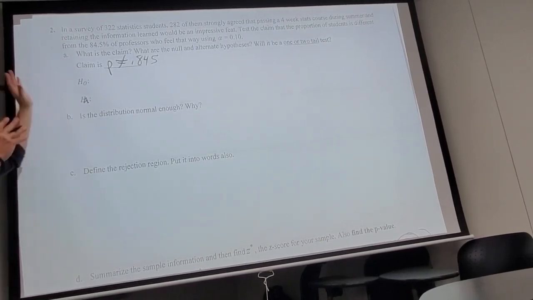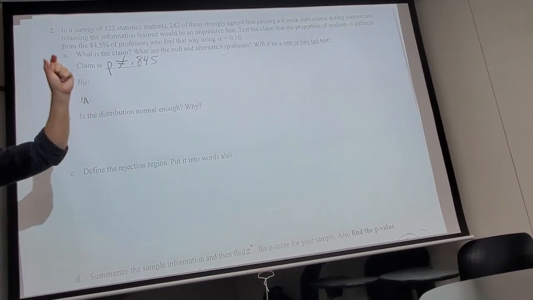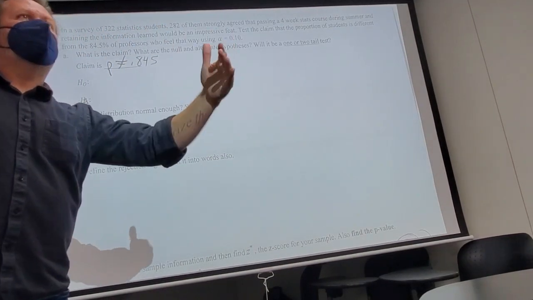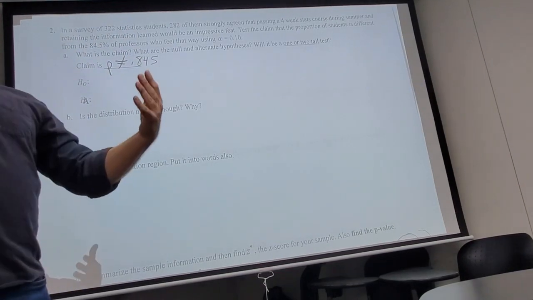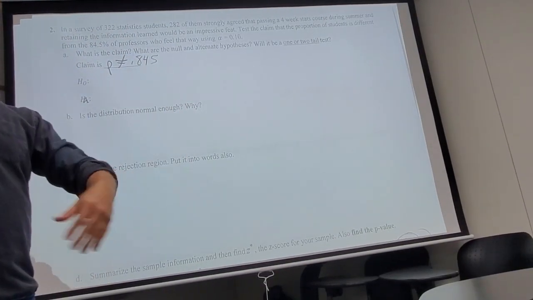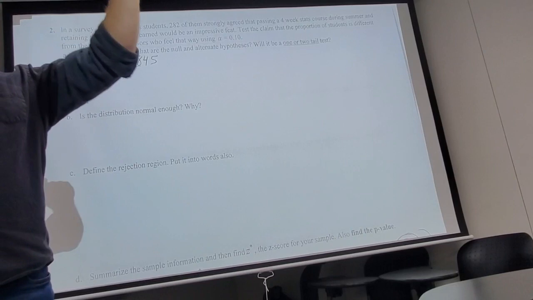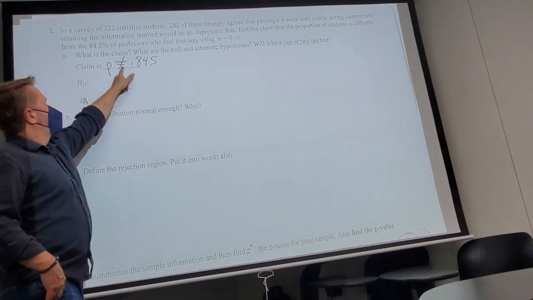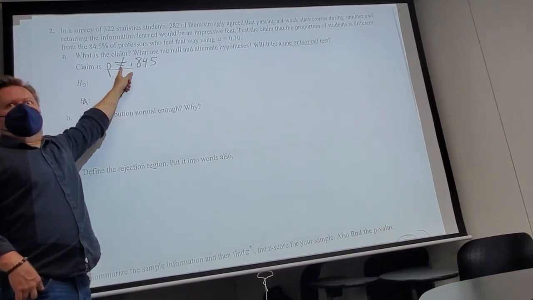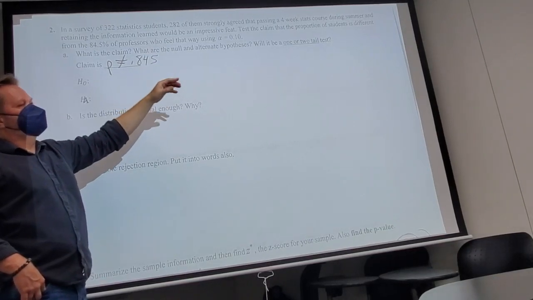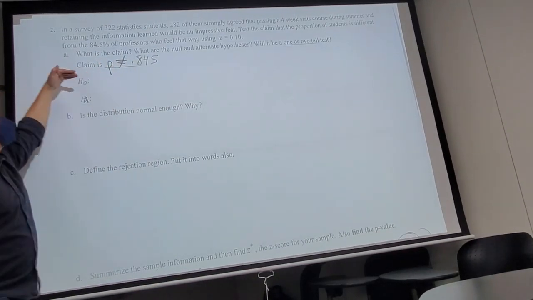What you're looking for is stuff like, we think it's gone up, we think it's decreased, we think it's different, we think it's the same, we think it's less now, we think it's at most this. Those are all things that are telling you what symbol goes here. Different than would be not equal to. So where's that going to go?